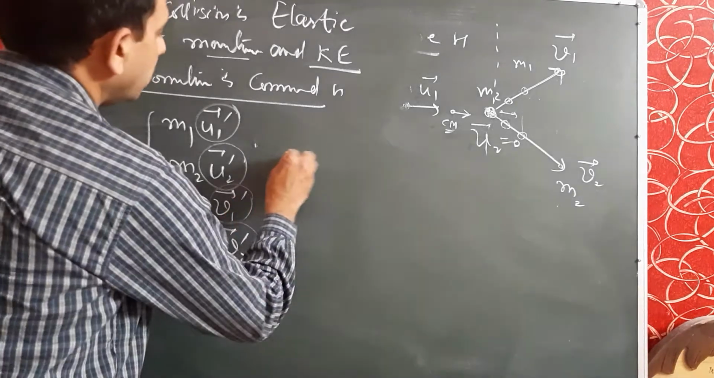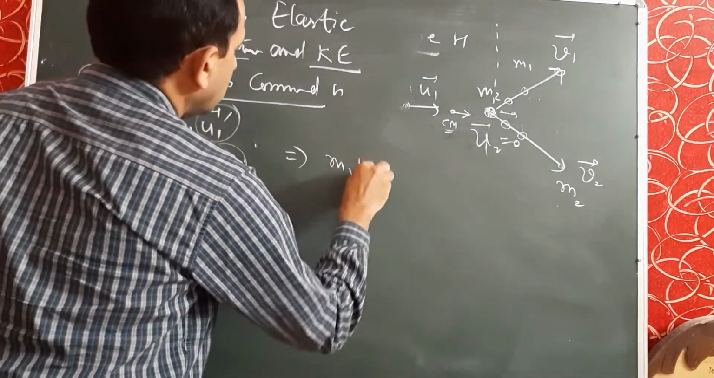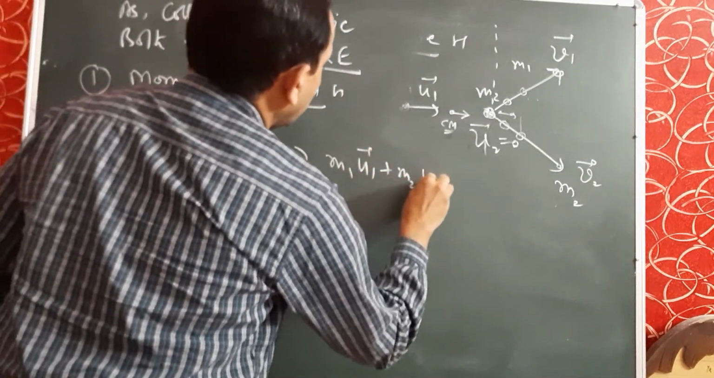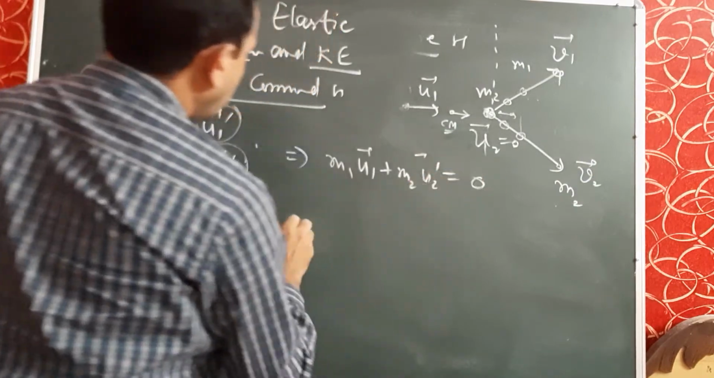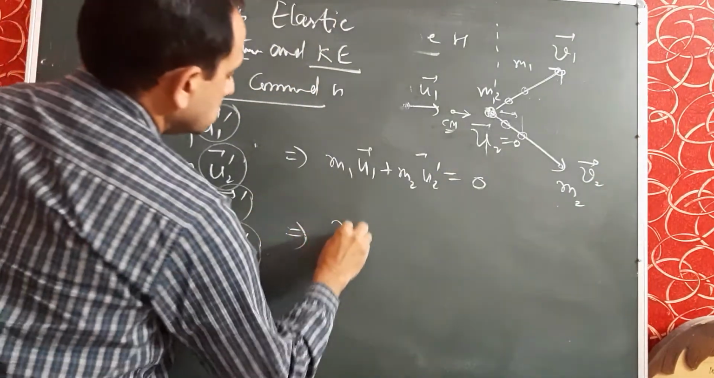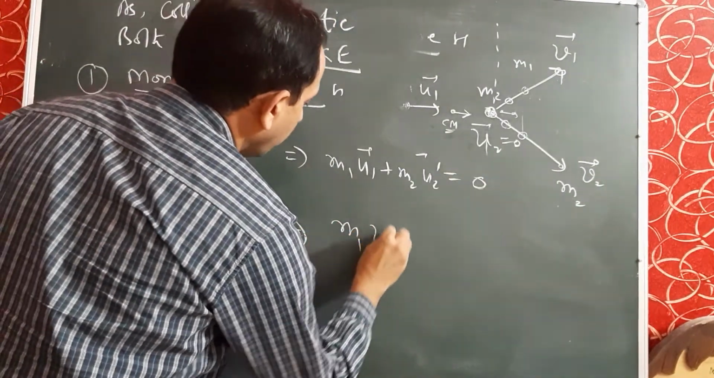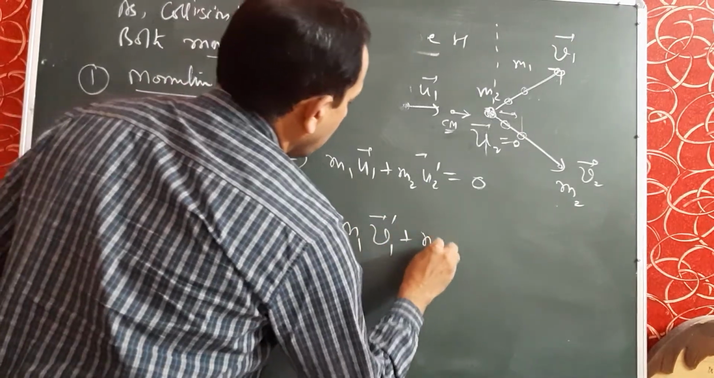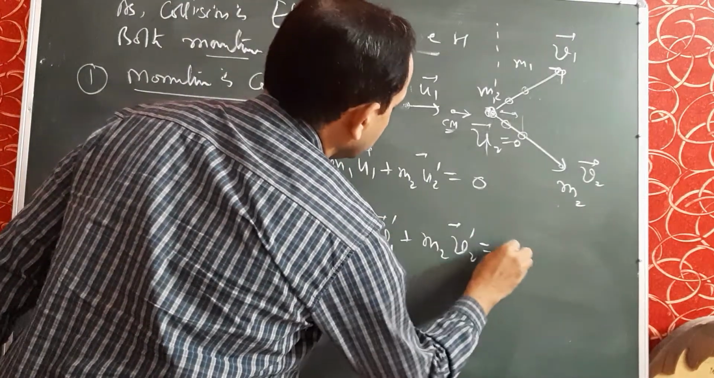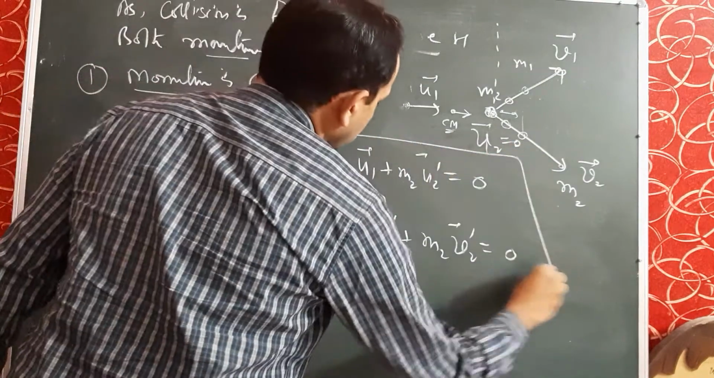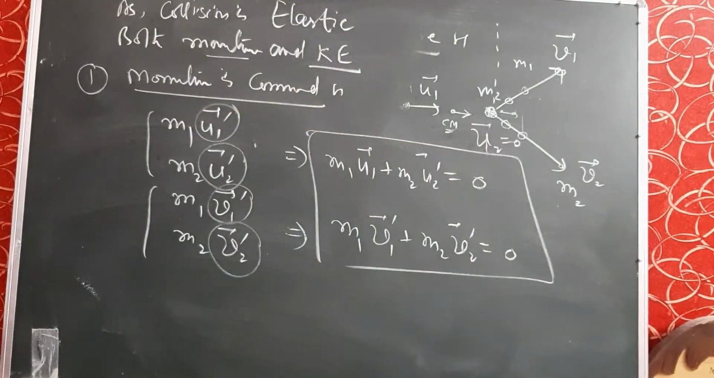So, you will find that m1 u1 dash plus m2 u2 dash is equal to 0, and similarly the sum of the momenta of these two particles after collision, m1 v1 dash plus m2 v2 dash, is 0. These results will be found on putting these values, and we will get these answers. The net momentum before collision is 0 and the net momentum after collision is 0 in the center of mass frame.